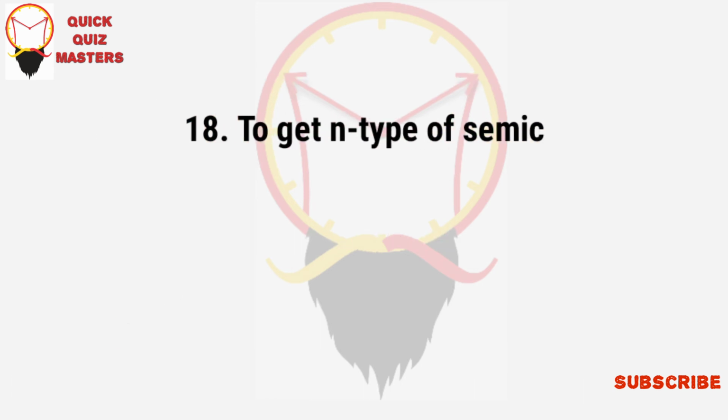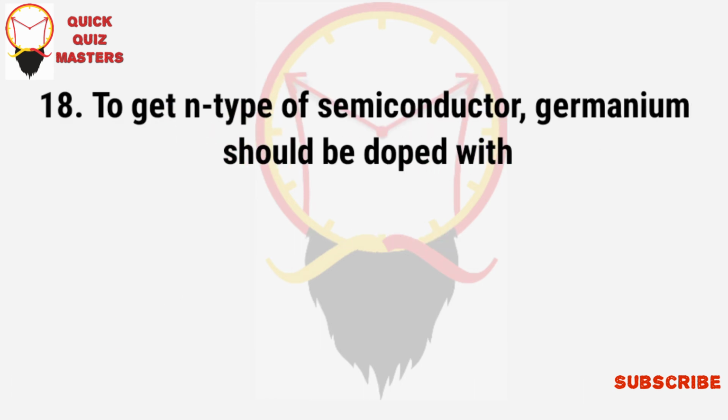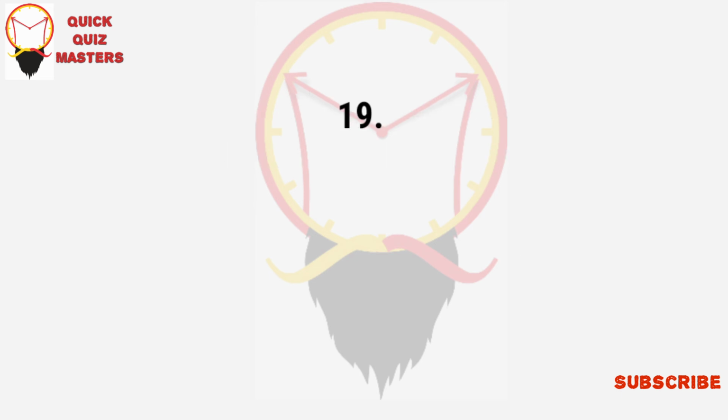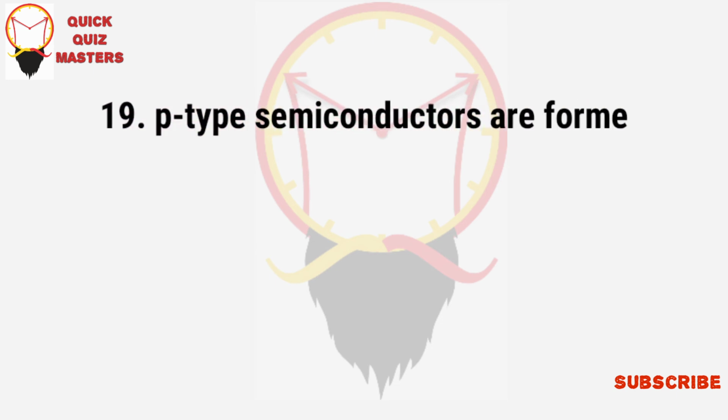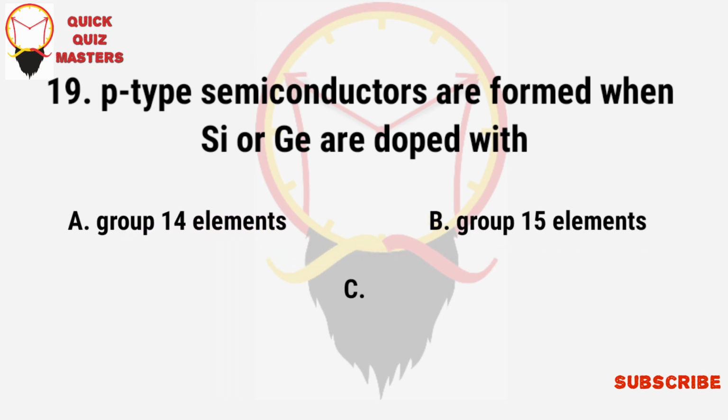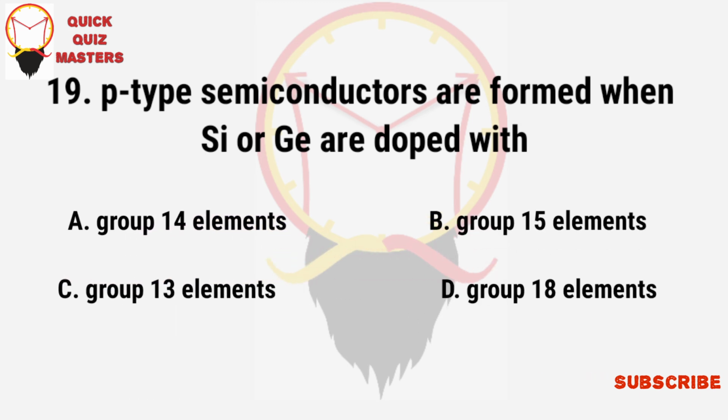To get N-type semiconductor, germanium should be doped with gallium, arsenic, aluminium, boron. P-type semiconductors are formed when silicon or germanium are doped with group 14 elements, group 15 elements, group 13 elements, group 18 elements.